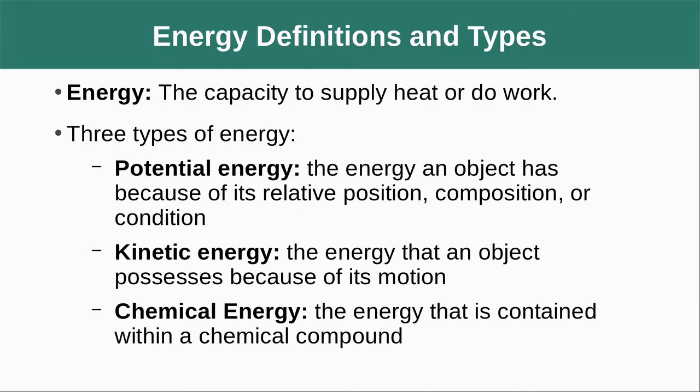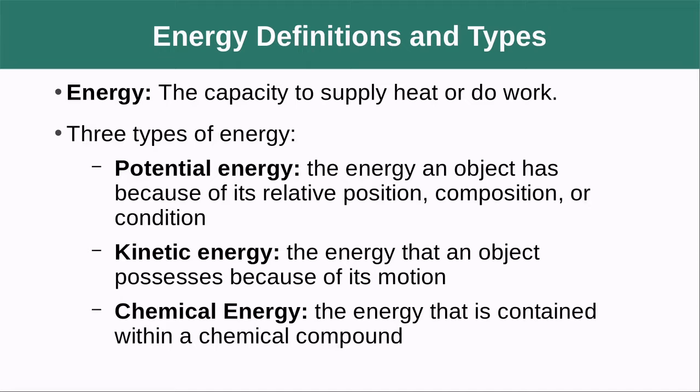There's the potential energy, the energy an object has because of its relative position, composition, or condition. So you can think about potential energy as the energy that an object can potentially release. A bowling ball dropped from 3 feet is going to have a lot less energy than a bowling ball dropped from the top of a skyscraper, for instance.